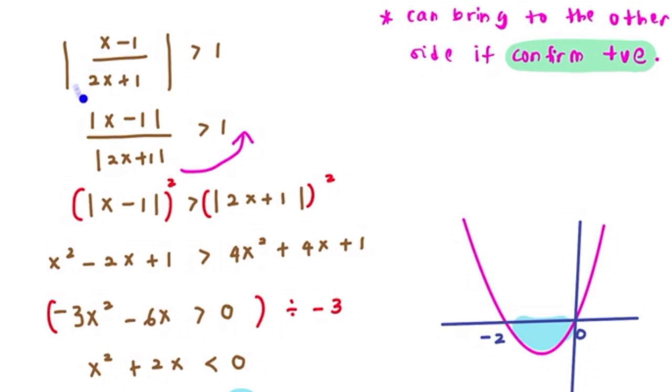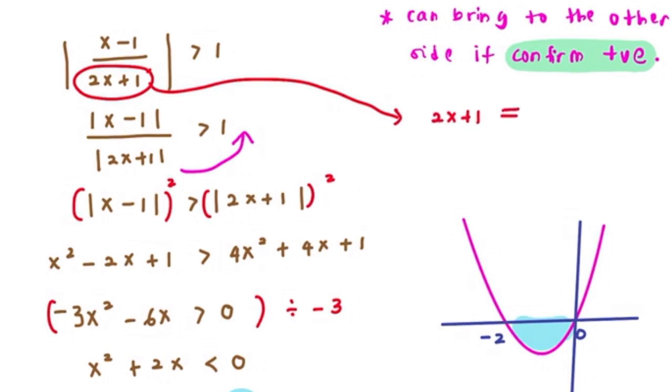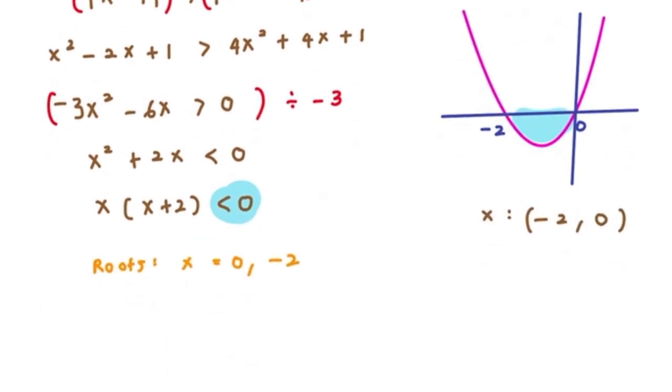So fraction, you have to consider denominator cannot be 0. So take your denominator. So 2x plus 1 cannot be 0 at all. So solve for x. So x cannot be -1/2. So does this value -1/2 in this interval? Yes. The answer is yes. This somewhere in between here.